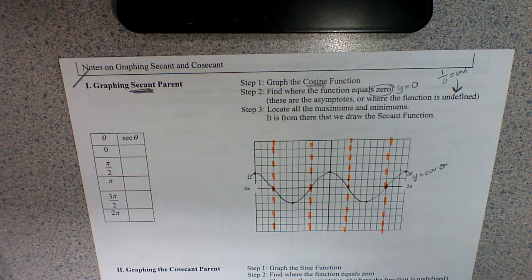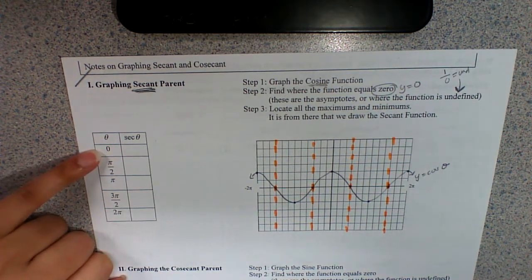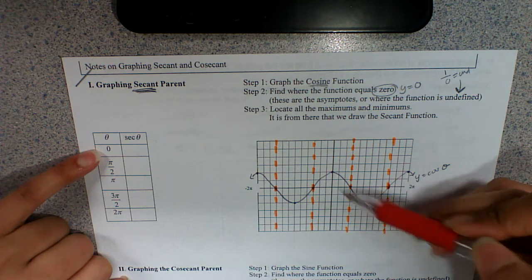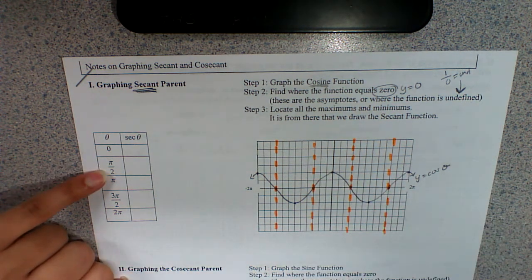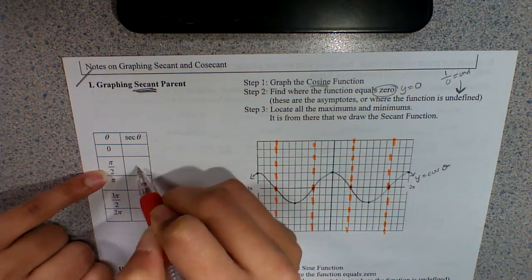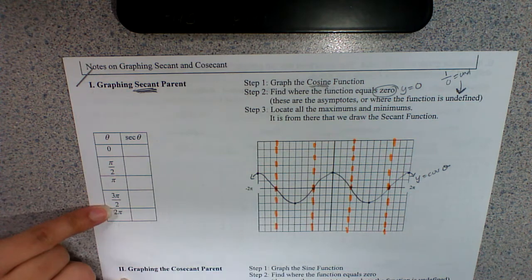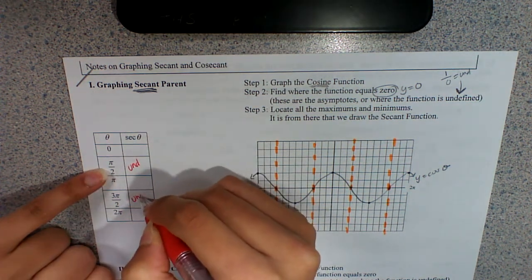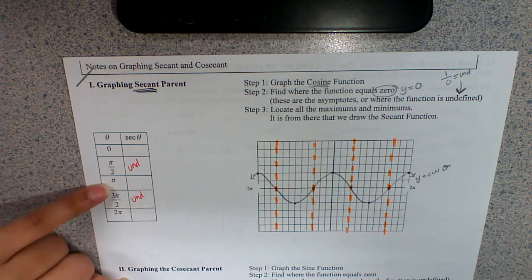Now all I have to do is figure out at the other angles what my values are. So let's come over here to this table. We know that we have asymptotes at pi over 2, negative pi over 2, 3 pi over 2, and negative 3 pi over 2. So let's go ahead and mark those. Instead of saying asymptote, I'm going to say that the value of secant at pi over 2 and at 3 pi over 2 are undefined, which is why we have asymptotes. That's not really the case for these other angles.